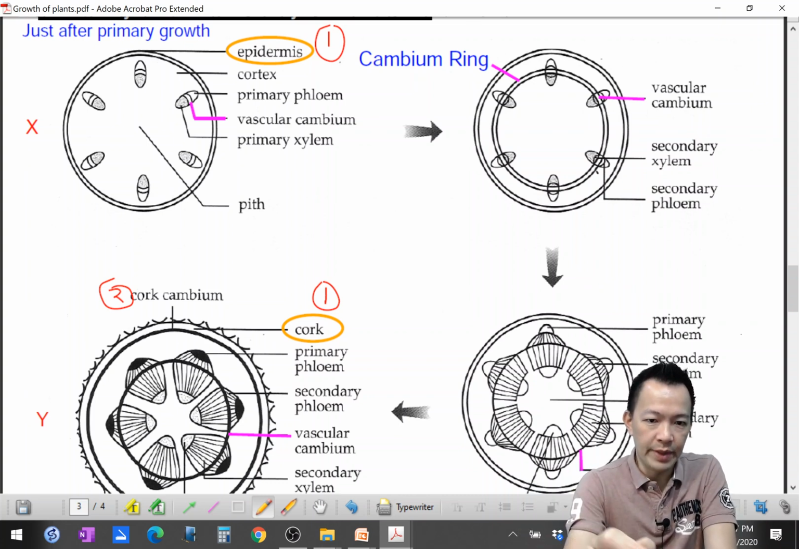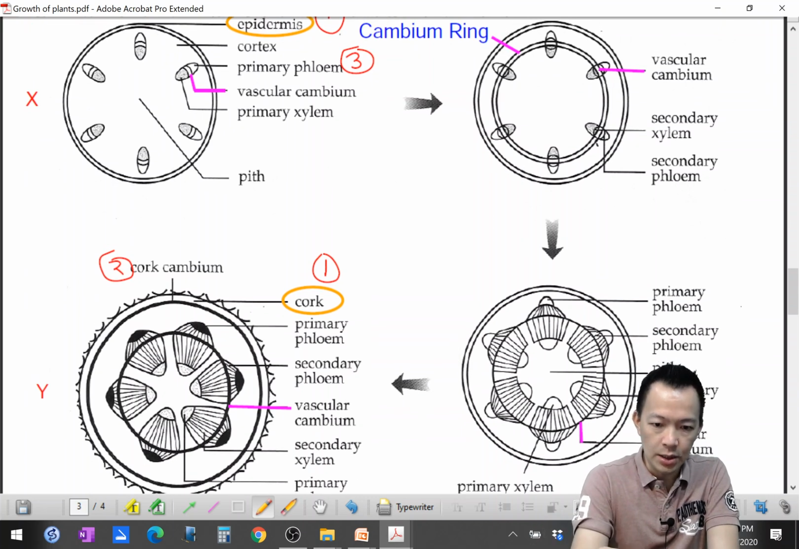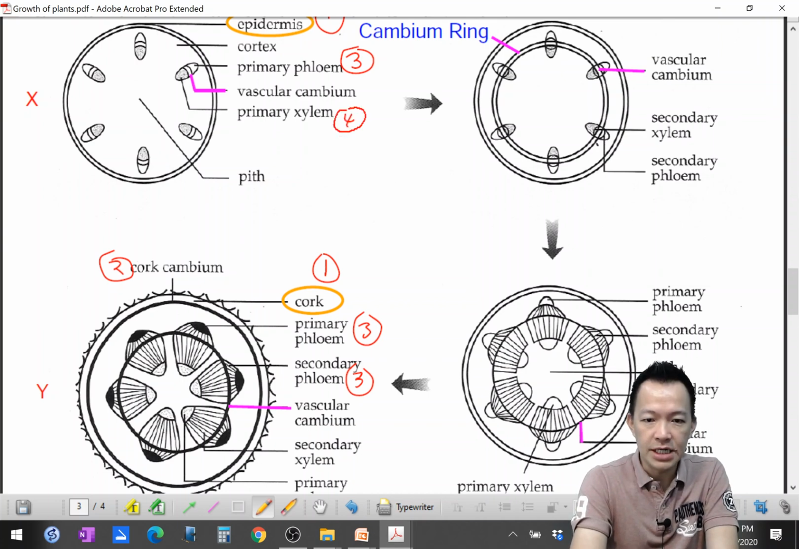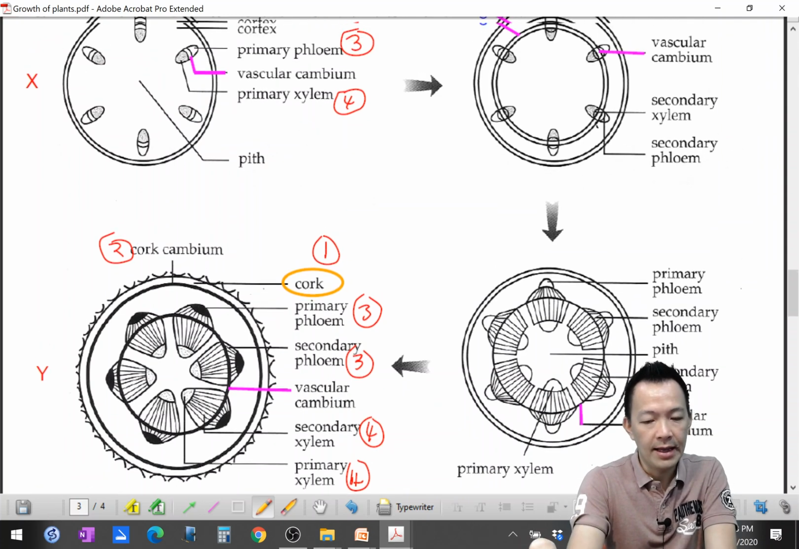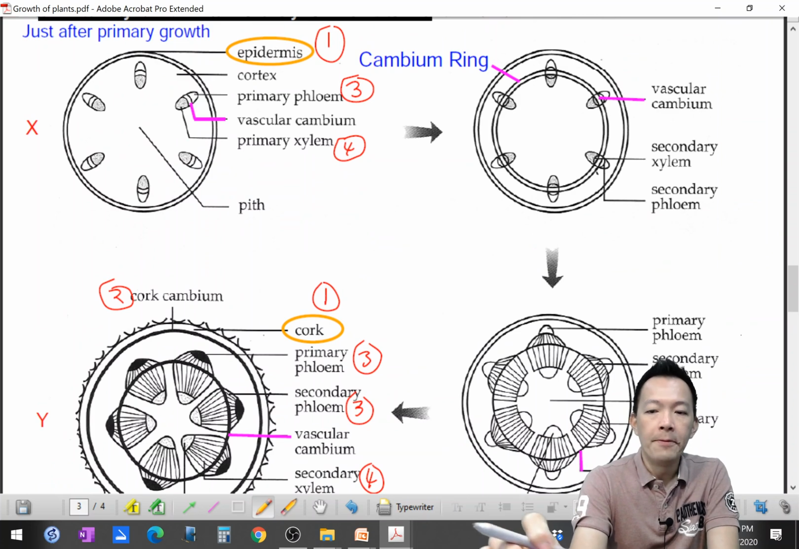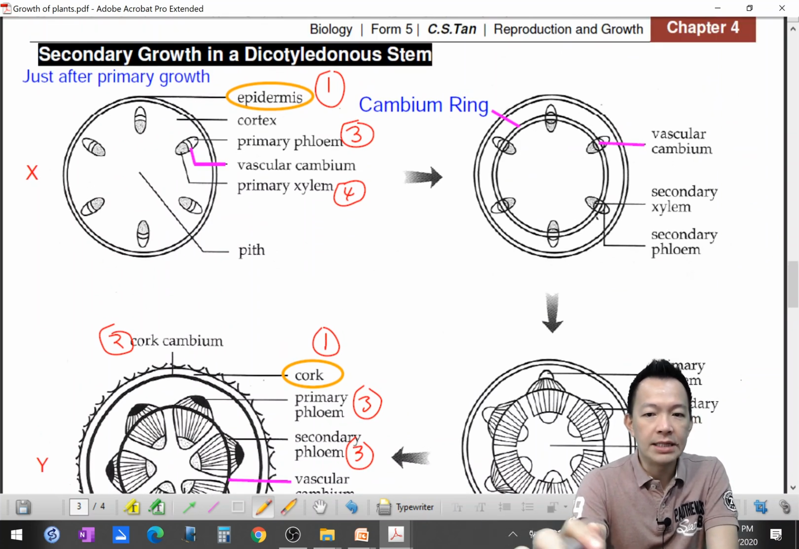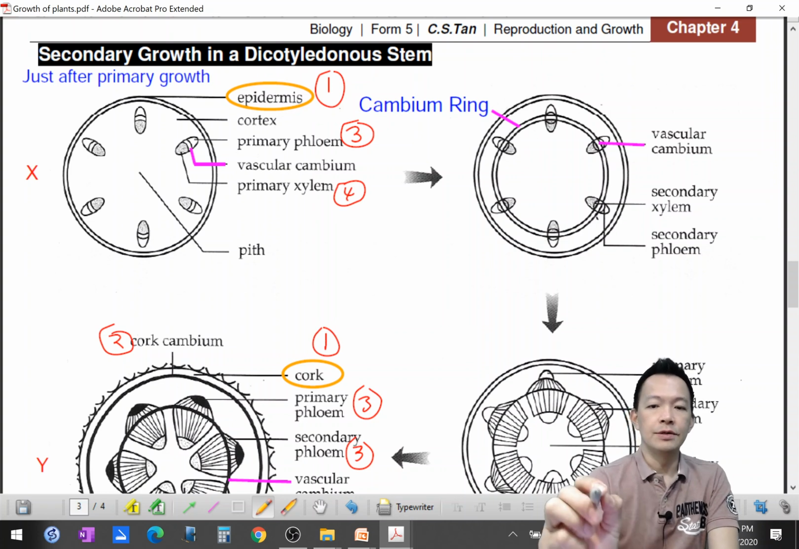3 and 4 will be simple. Before the secondary growth, the plant just contains primary phloem tissue. But after the secondary growth, beside the primary phloem tissue, it also contains secondary phloem tissue. Before, it just contains primary xylem tissue, but after, beside the primary xylem tissue, it also contains secondary xylem tissue.